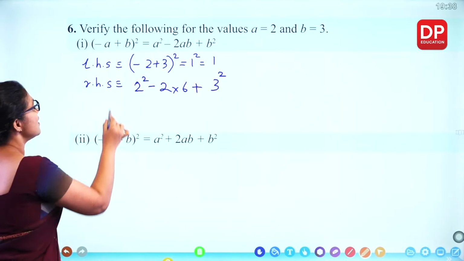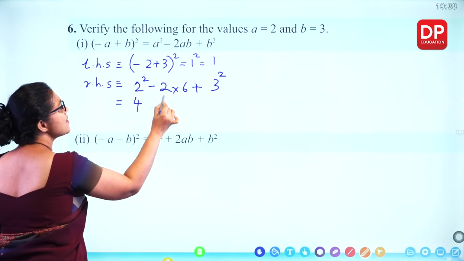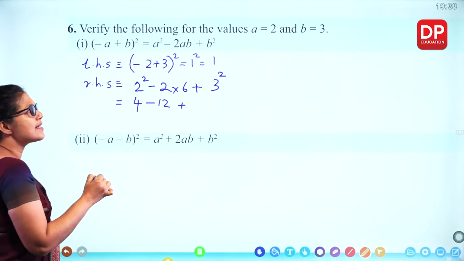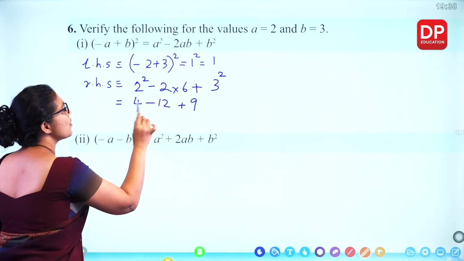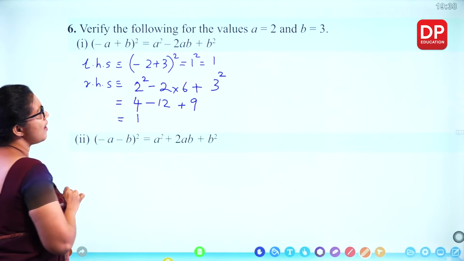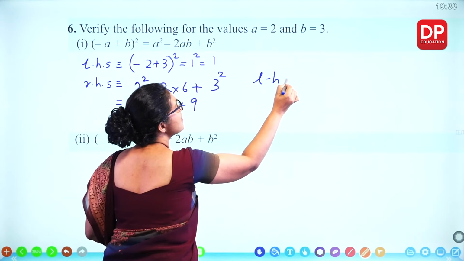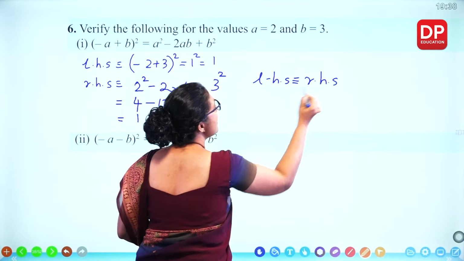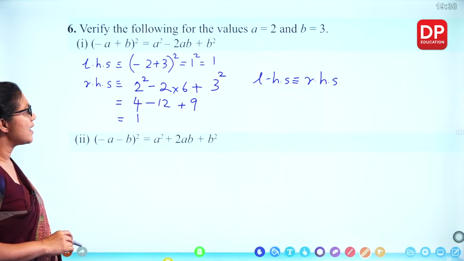So what's the answer? We'll simplify. 2 squared is 4. 2 times 6 is 12, so you get minus 12, and 3 squared is 9. Now we can add these together. 4 plus 9 is 13. 13 minus 12 is 1. So we can see now the left hand side answer is equal to the right hand side answer. That's how you verify an expression like this.